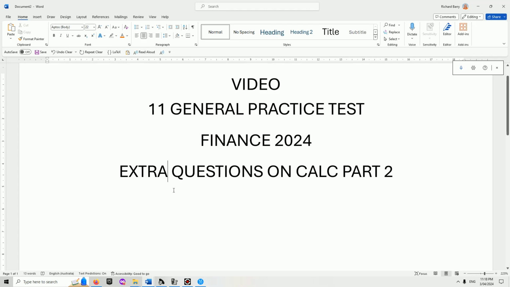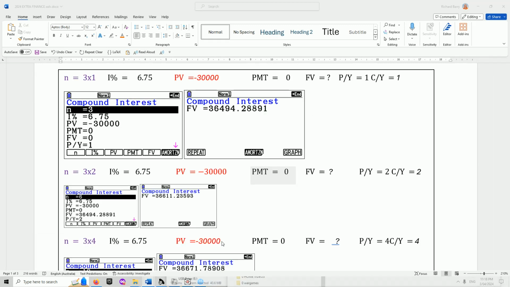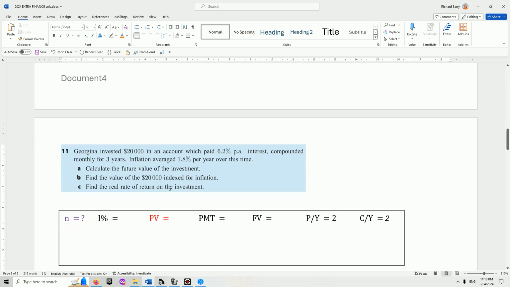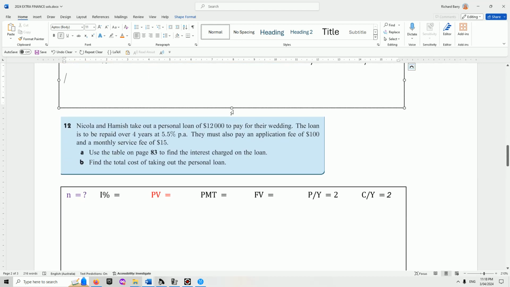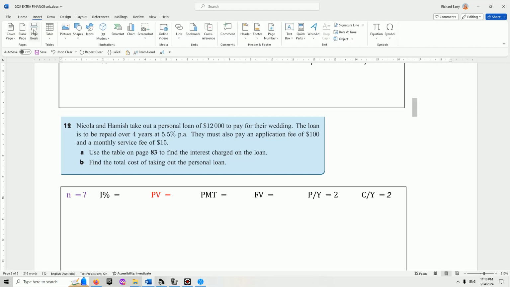Extra questions. Looking at the extra questions using the graphics calculator. Georgina has invested $20,000 in an account, 6.2% compounded monthly for 3 years. Here is a long inflation style question, so I'll just get some space.